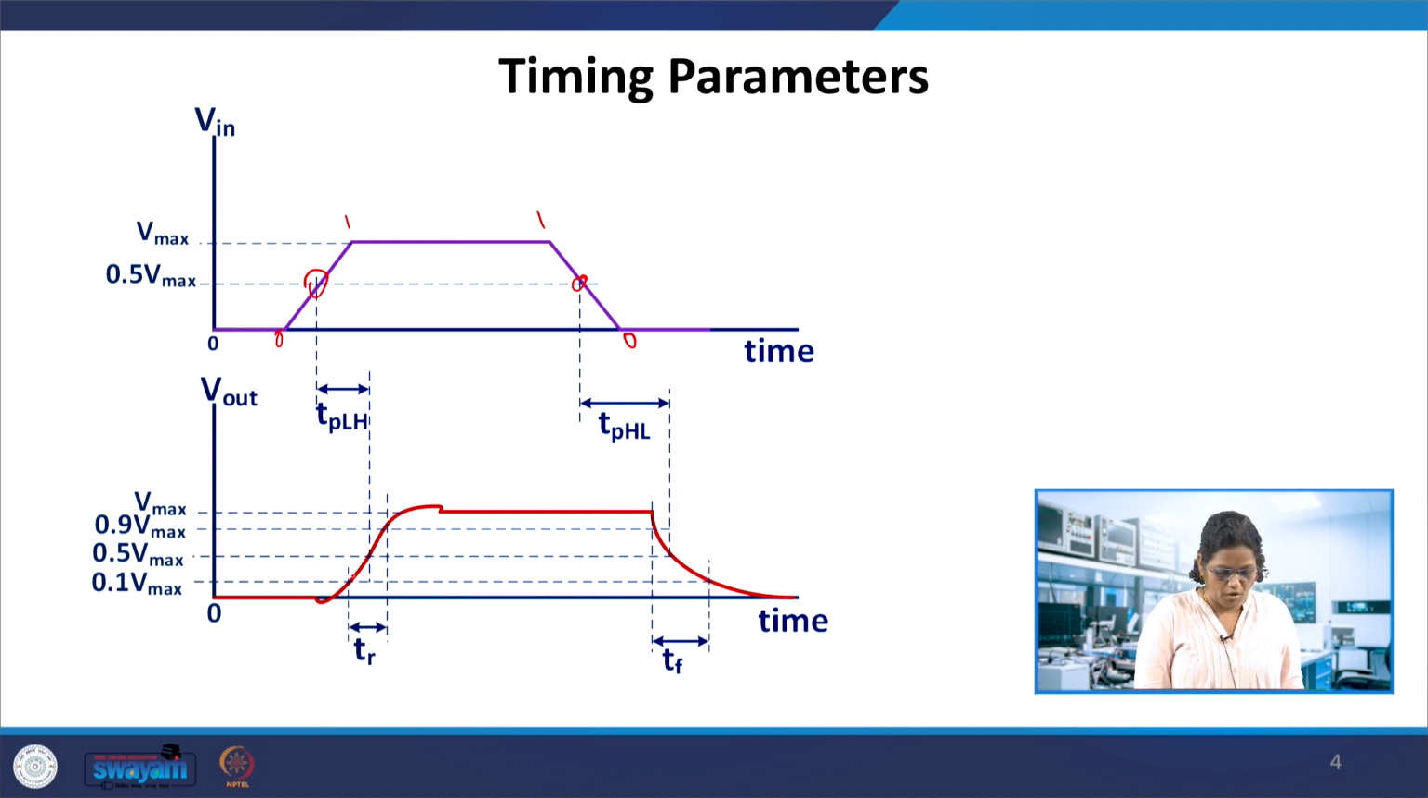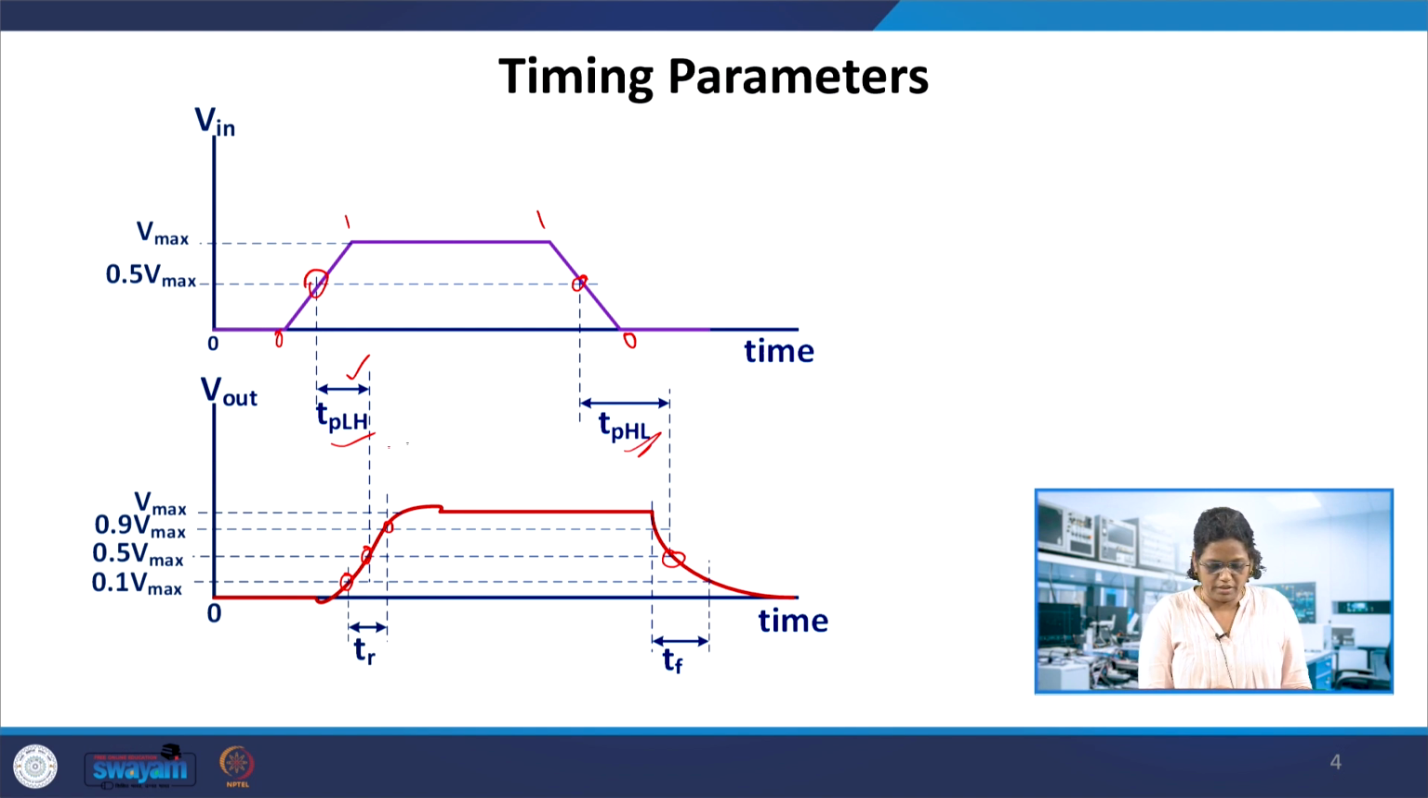The 0.1 which is marked over here, 0.5, 0.9, and this is 1, Vmax. So the 0.5 to 0.5, where the output is going from low to high, is TPLH, the propagation delay low to high. And when we take 0.5 of the input to the 0.5 here, where the output makes the transition from high to low, that is TPHL.